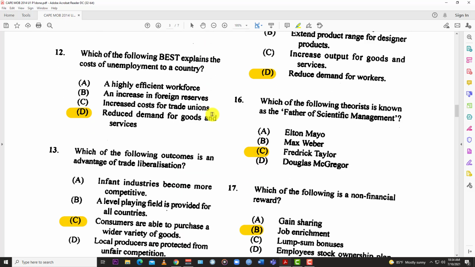Which of the following best explains the cost of unemployment to a country? Unemployment meaning that persons who are willing and able to work cannot really find a job, and so they're out of an income stream. And so the best answer here is D, reduced demand for goods and services. And that goes without saying. If you don't have an income, you're not working, then as the law of supply and demand states, if your income falls, your demand tends to fall. And so if you don't have a job, of course the income is going to fall, and so that would reduce your demand for goods and services in the country.